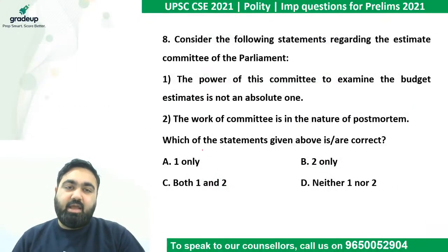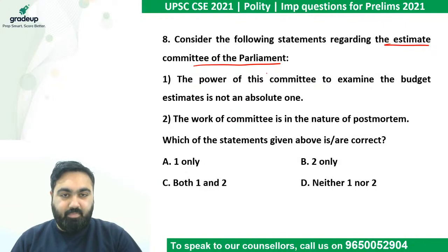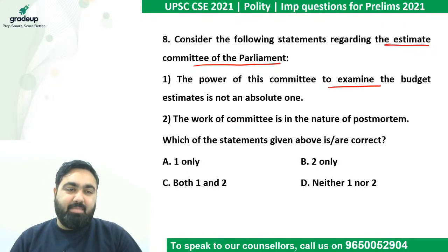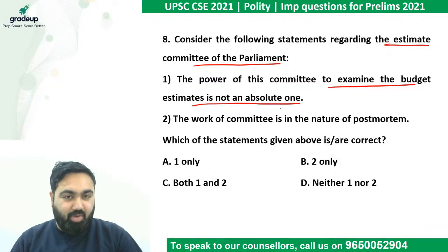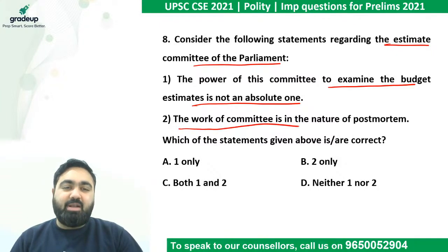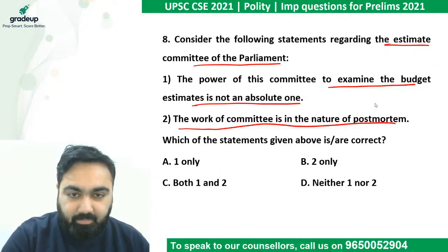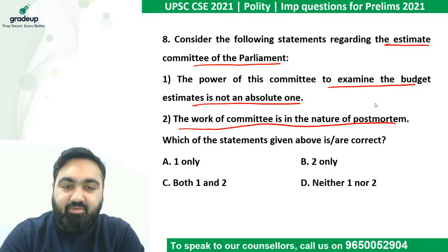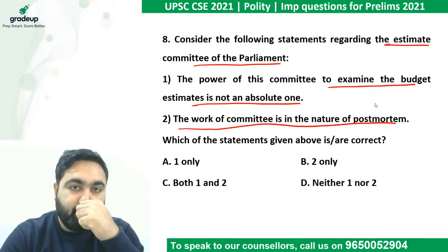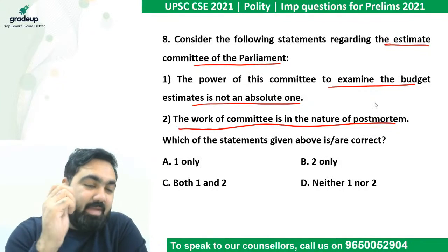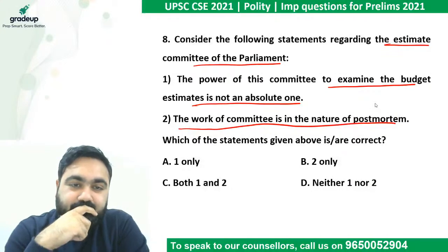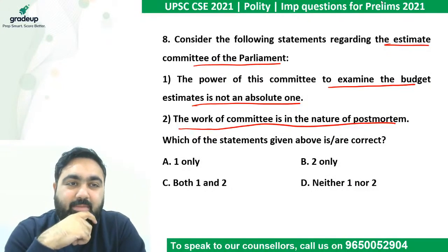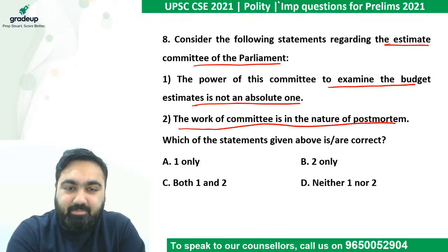Here it is. Consider the following statements regarding the estimate committee of the parliament. Number 1. The power of this committee to examine the budget estimate is not an absolute one. Number 2. The work of the committee is in the nature of a post-mortem. Which of these statements is correct? Read the question carefully and see if you can answer them. Also in the chat, tell me how many members are there in the estimate committee. Let's see if you know that.